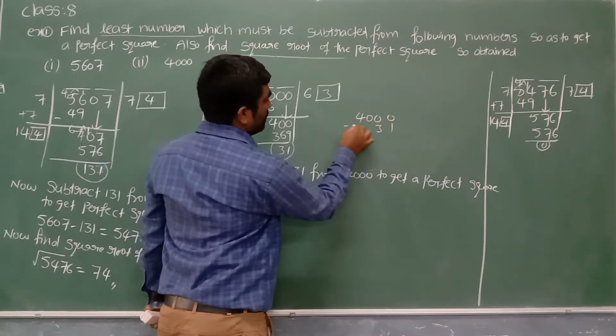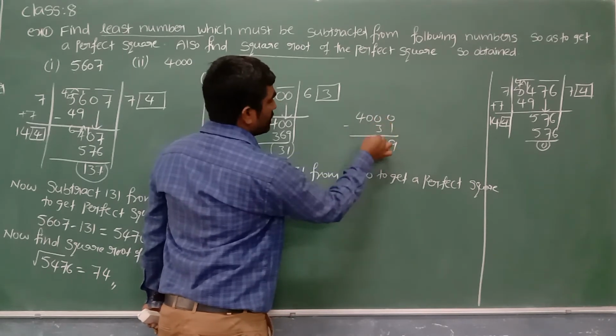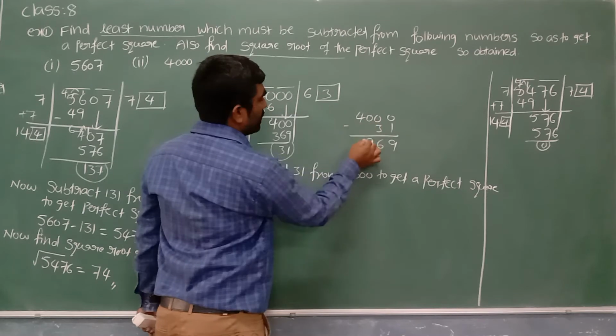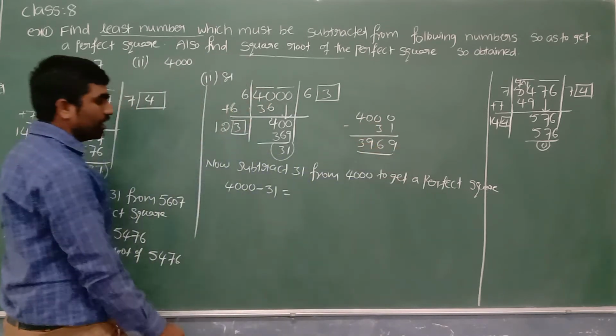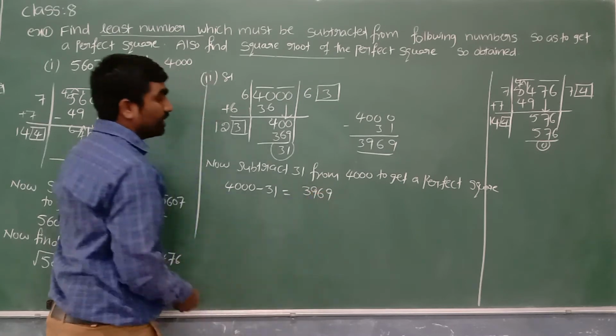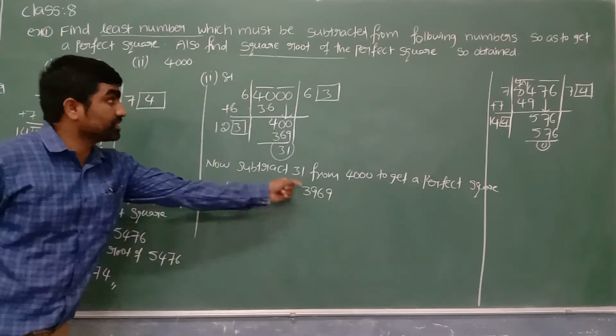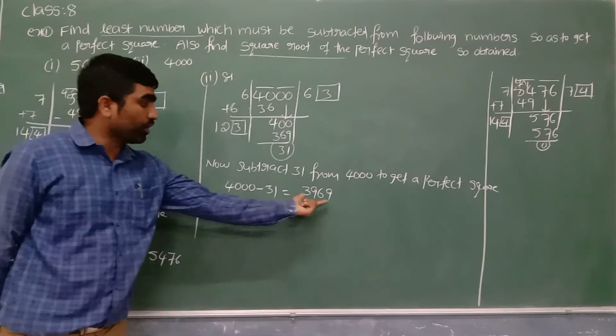4000 minus 31. 10 minus 1, 9. 9 minus 3, 6. Here 9 left. Here 3 left. I got 3969. So 3969 is the perfect square. So this is the least number we can subtract from 4000, and I got the perfect square.